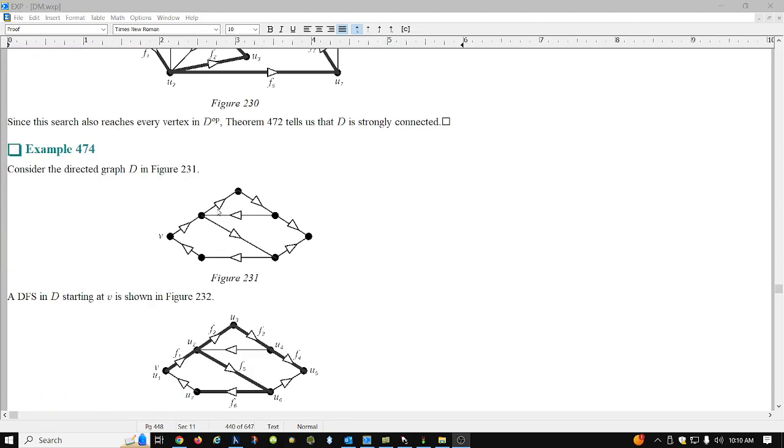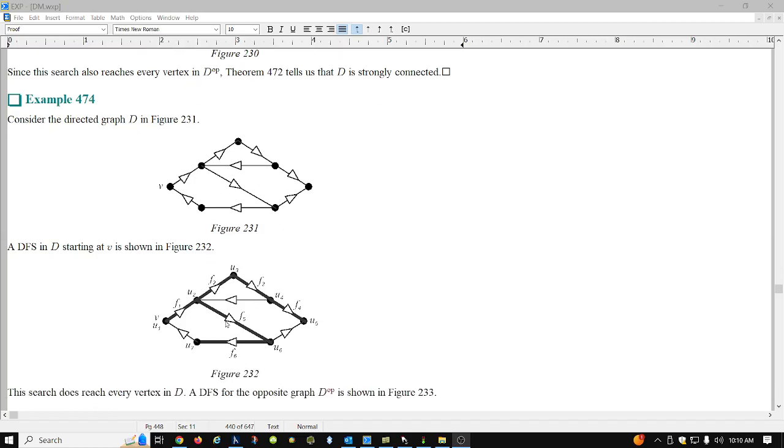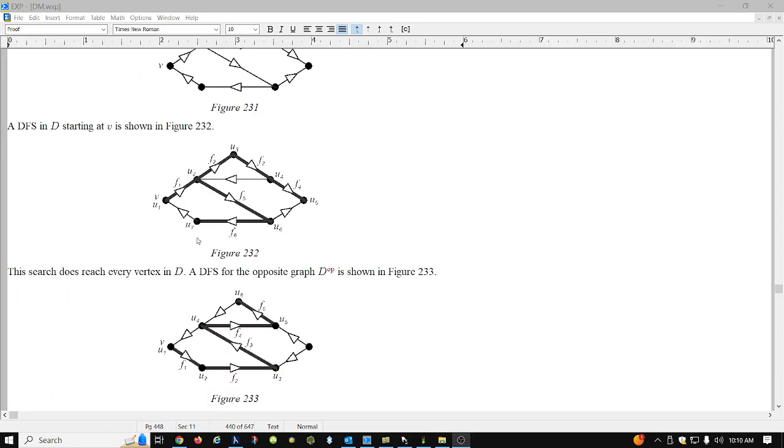Here's another example. This is a directed graph. Here is a depth first search starting at V. This depth first search does reach all the vertices. So it is a depth first search spanning tree.